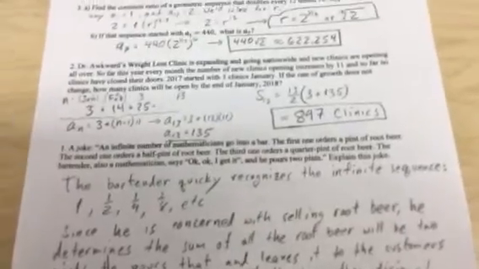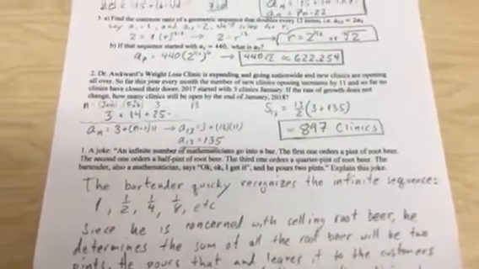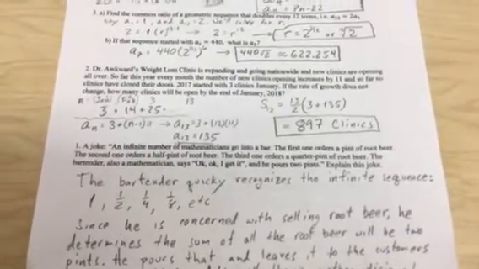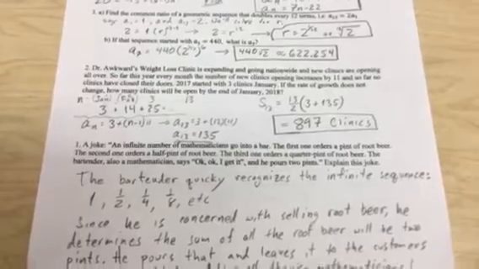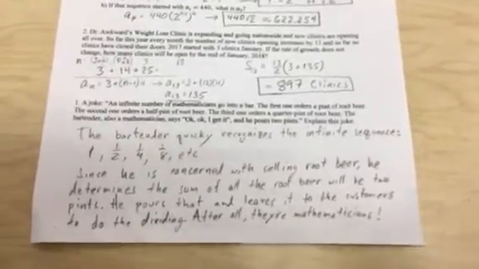Okay, last problem is a joke, and you're explaining the joke. The joke is an infinite number of mathematicians go into a bar. The first one orders a pint of root beer. The second one orders half a pint of root beer. Third one orders a quarter pint of root beer. And the bartender is also a mathematician. He says, okay, I get it. And he pours 2 pints. That's the joke. If you're a mathematician, you're supposed to laugh after that.